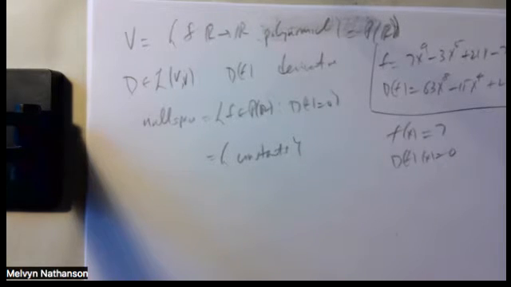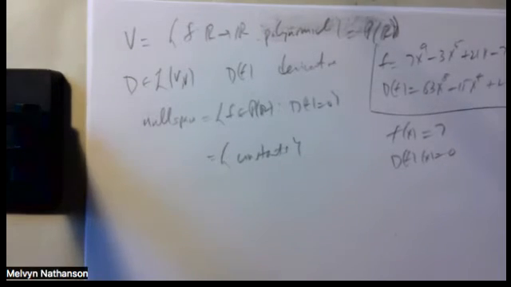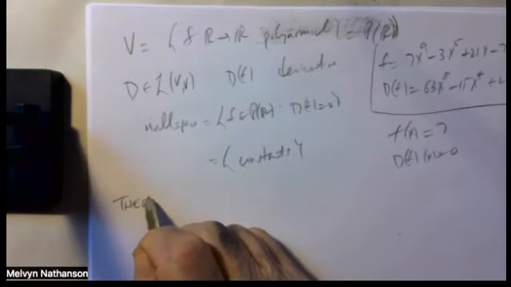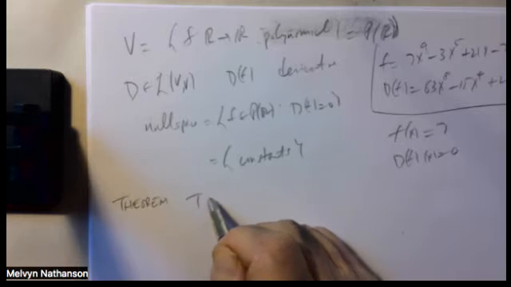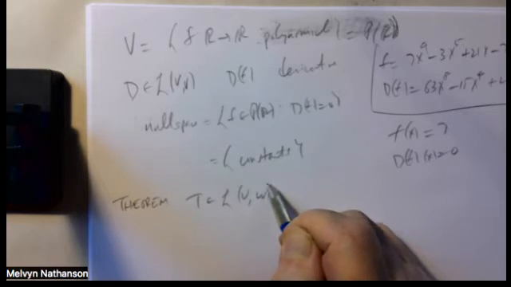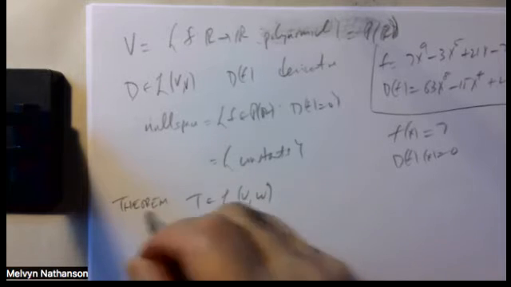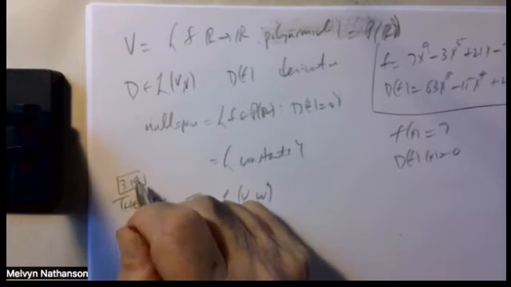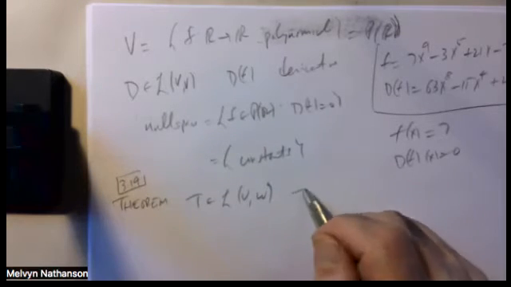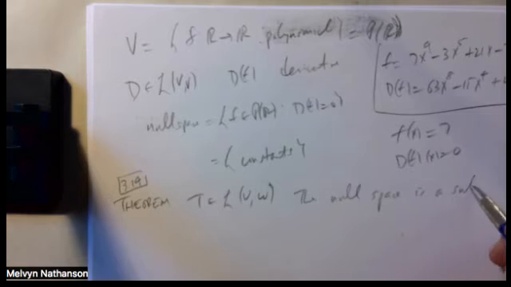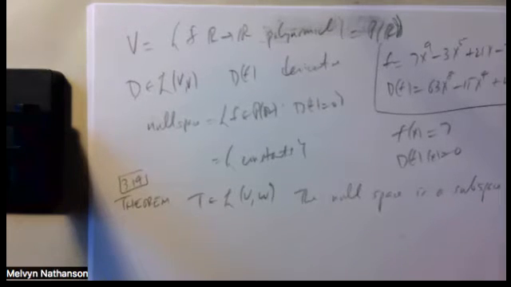And the important thing right away about the null space is, so this is a theorem, you have a linear map T from V to W. This is theorem 314. The null space is always a subspace of the vector space V.